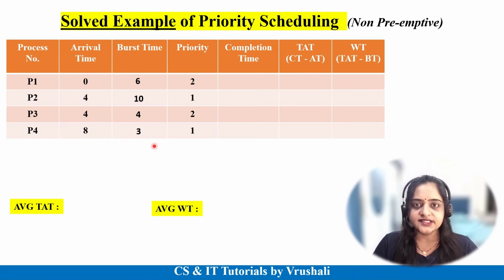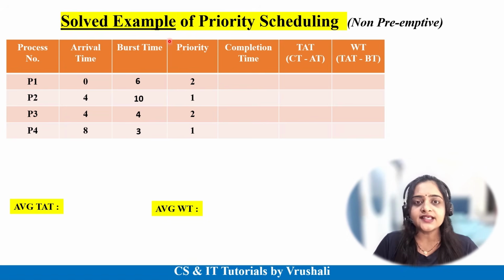Next, burst time is given. Means the P1 process requires 6 units of time for execution. The P2 process requires 10 units of time. The P3 process requires 4 units of time. And the P4 process requires 3 units of time for the execution.